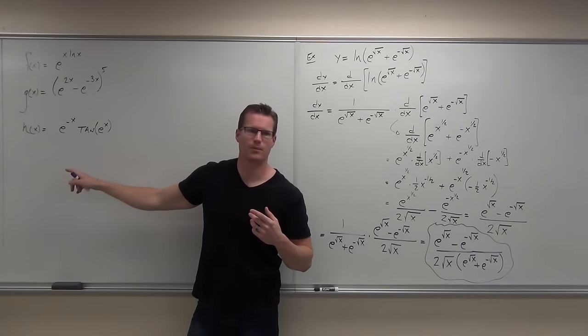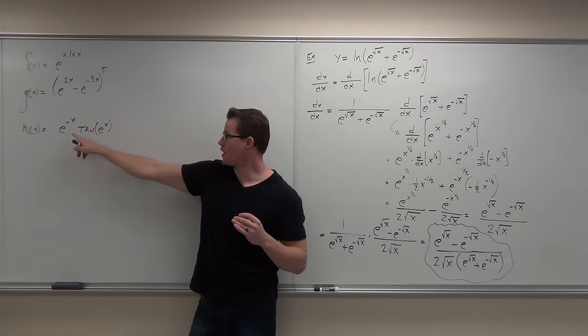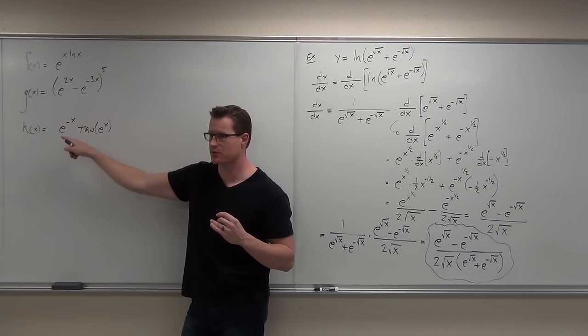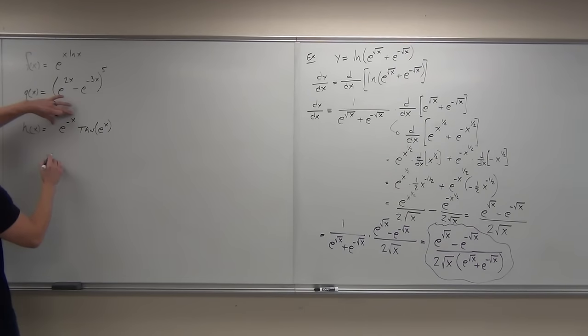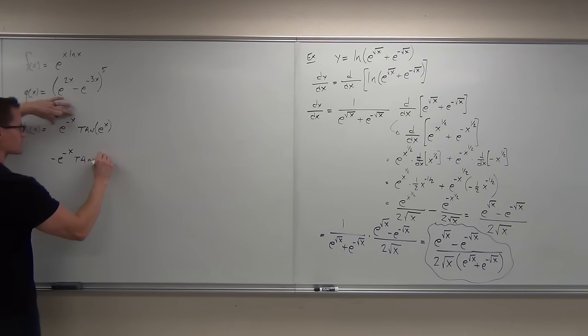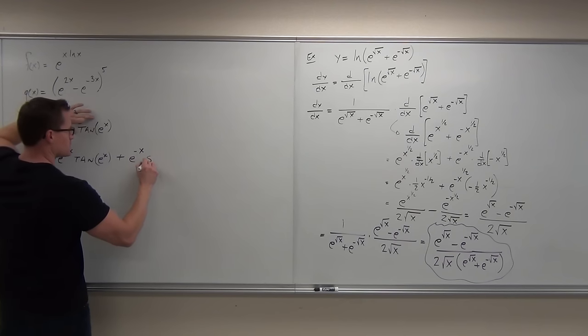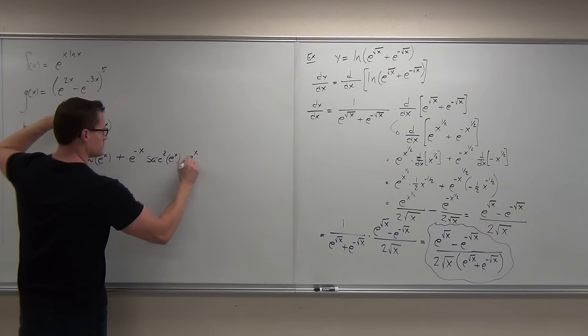Here, oh, this is a good one. This is a nasty one. What's the first thing? Chain rule? No, product rule here. So product rule, we'd have the derivative of the first times the second plus the first times the derivative of the second. Let's see if I can do this real quick. This will be negative e to the negative x tan e to the x plus this will be e to the negative x secant squared e to the x times e to the x.